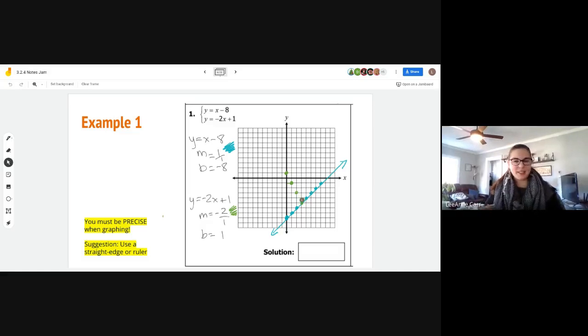All right, and we can see once we start graphing here, our lines are going to cross at a certain point, and that point is our solution. So I'm going to circle my solution, and then we have to come up with an ordered pair. Think back to what we did for our do now. We need to come up with an ordered pair for our solution. What do we think it could be, guys?